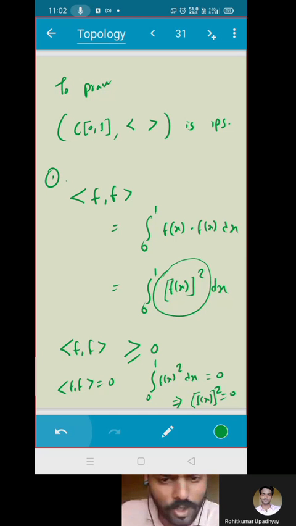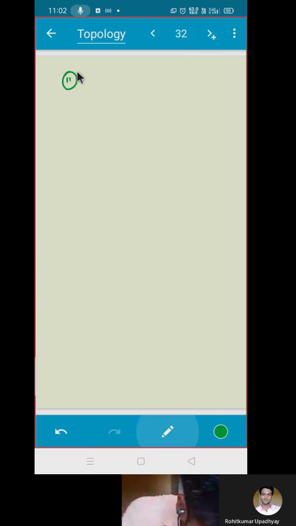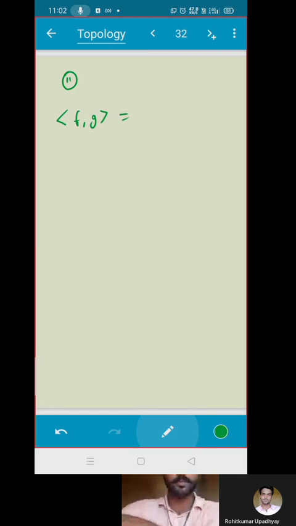Yes, sir. Okay. Can you quickly check the second one? What is the second property you need to check? The inner product of f and g. See, here the functions are f and g, not x and y, Shreyas. Yes, sir.